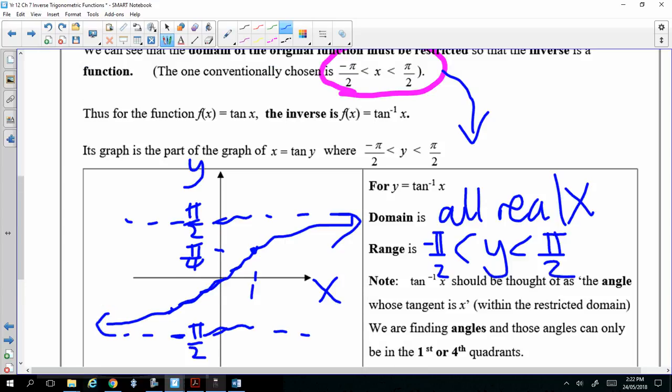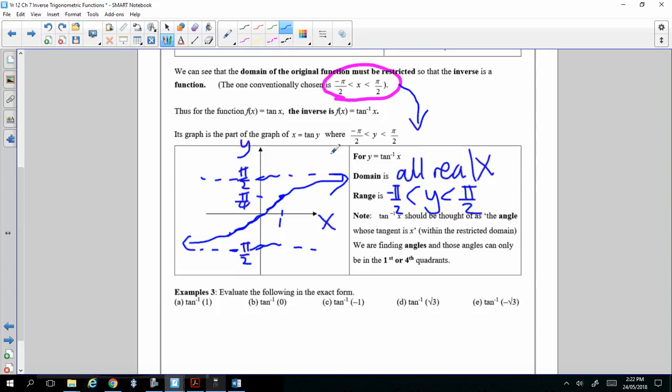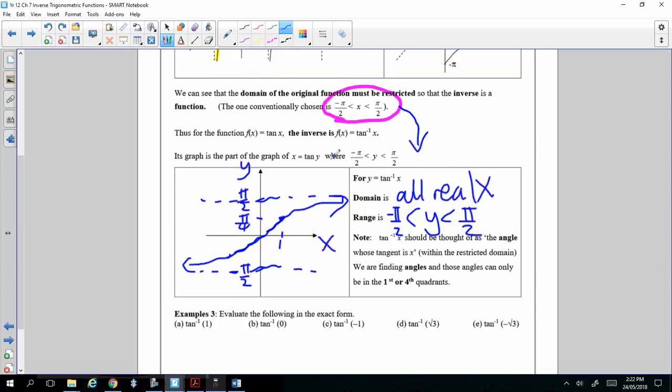All graphs should be memorized, because you will be asked to draw them in the exam. It's more likely you will get a graph of sine inverse or cos inverse. Less likely you'll get one on tan inverse.